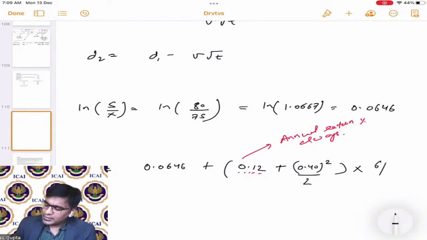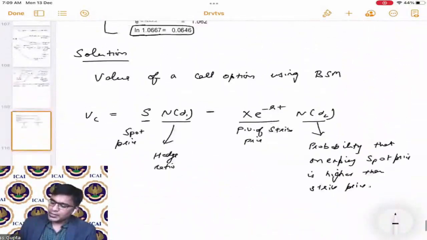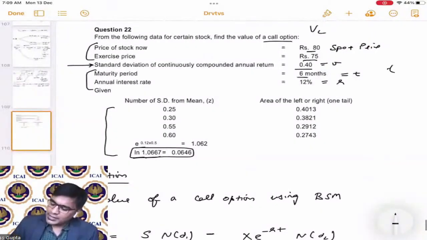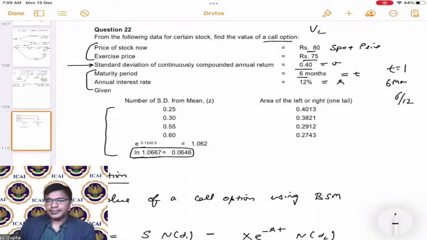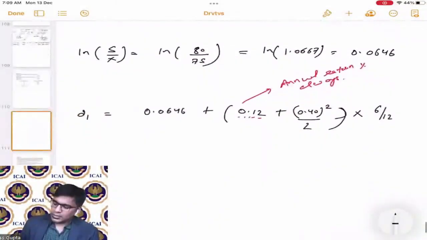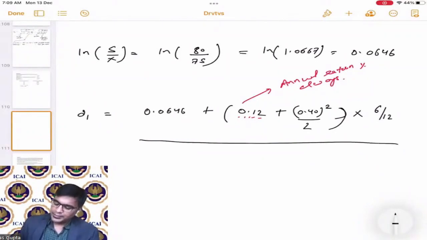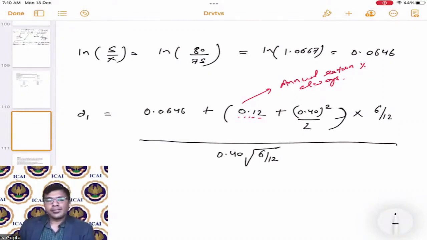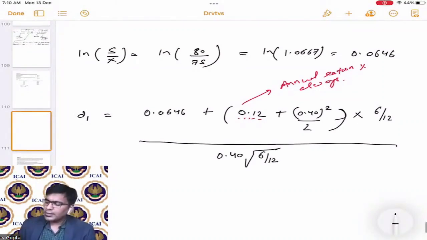Multiplied by 6 by 12, because we are talking about 6 months of maturity, correct? As we said, T is always equal to 1 for 1 year, that means for 6 months it would be 6 by 12, correct? This is 6 by 12 whole divided by the sigma under root T, so it was 0.40 under root 6 by 12. I hope the D1 formula is clear.